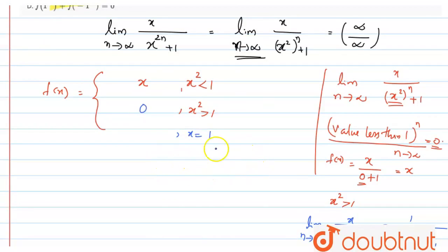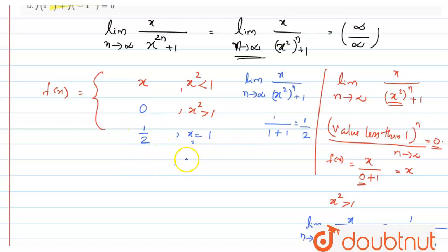Next we will take when x is equal to 1. So for when x is equal to 1, I will write here limit n tends to infinity x by x squared raised to n plus 1. When x is equal to 1, we substitute here, it will become 1 by 1 plus 1, so that is equal to half. So when x is equal to 1, value is half.